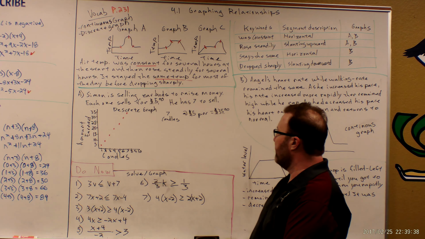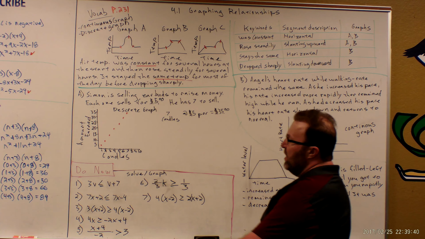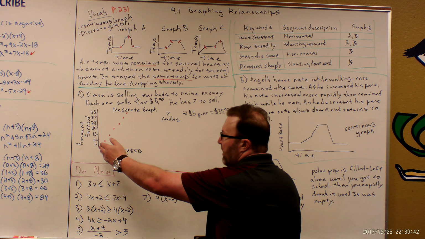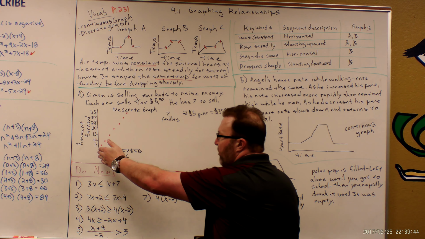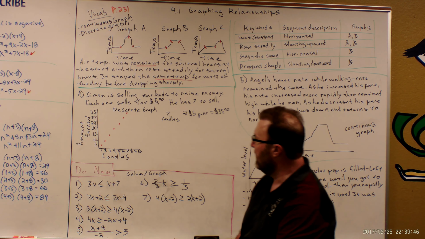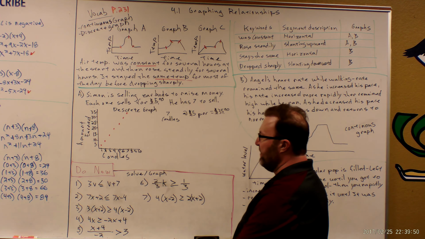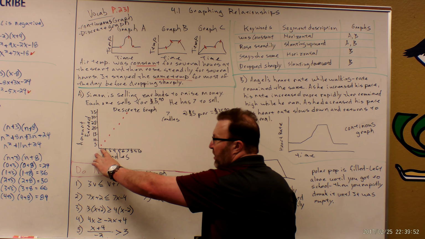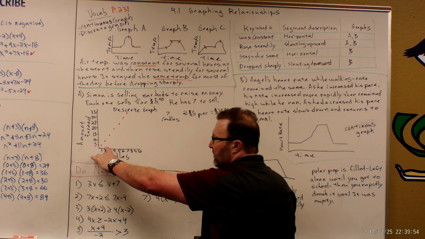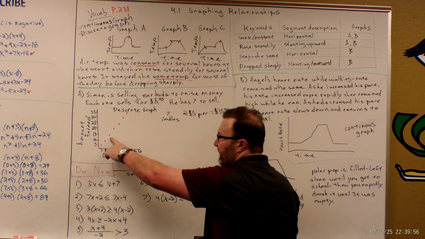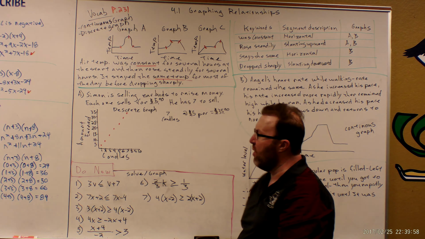So looking at this example, Simon's selling earbuds to raise money. Each one sells for $5. He has 7 to sell. So looking at this graph, we have amount earned on the y-axis and earbuds on the x-axis. So we have 7 earbuds to sell at $5 a piece, so each one's going to be 5. So one earbud, $5, 2 earbuds, 10, 3, 15, 4, 20, and so on.